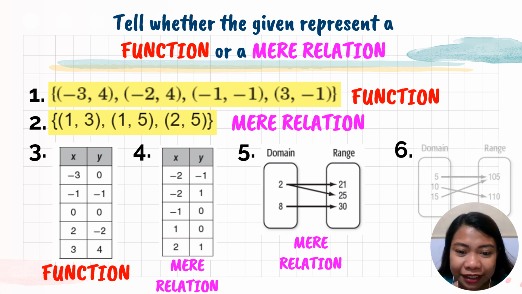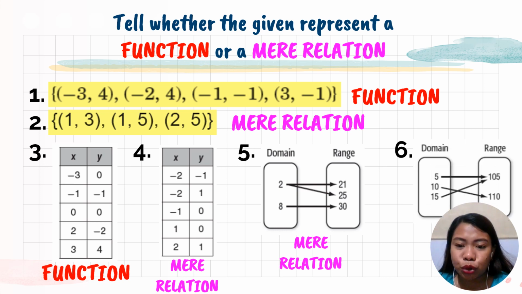Okay, next, for the last one. Look at the picture or the mapping. We have the domain 5, 10, and 50. It is the range of 5 and 15 is equal to 105, while 10 is 110. What do you think is that mapping? Is that a function or merely a relation? That is correct. So that is a function. Okay. Did you understand, class?